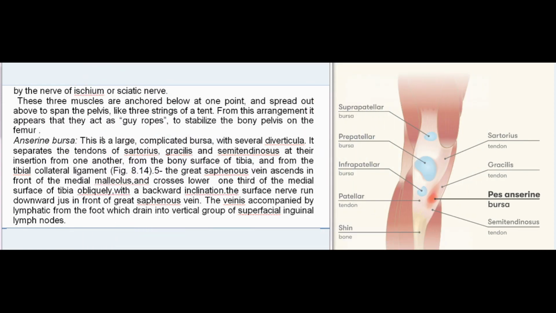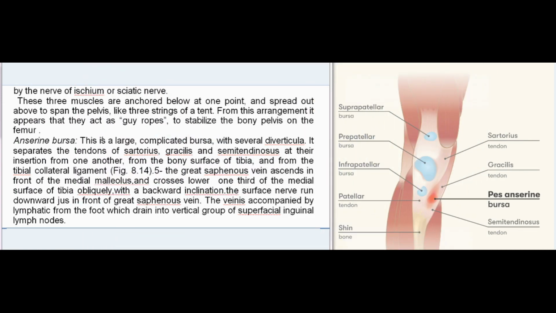Guy ropes. The three muscles inserted into the upper part of the medial surface of the tibia represent one muscle from each of the three compartments of the thigh, corresponding to the three elements of the hip bone. Sartorius belongs to the anterior compartment of the thigh, and is supplied by the nerve of ilium or femoral nerve. Gracilis belongs to the medial compartment of the thigh, and is supplied by the nerve of pubis or obturator nerve. Semitendinosus belongs to the posterior compartment of the thigh, and is supplied by the nerve of ischium or sciatic nerve.